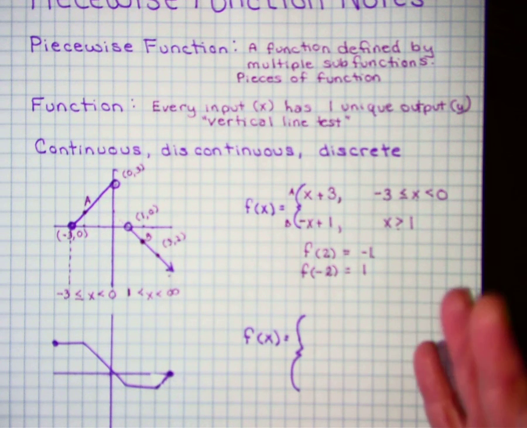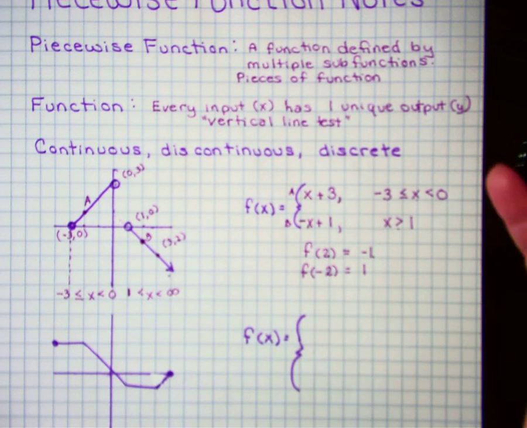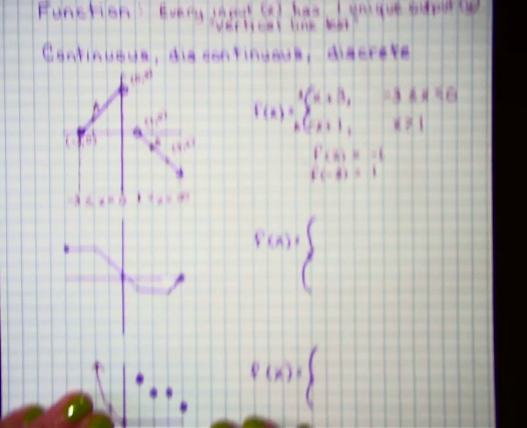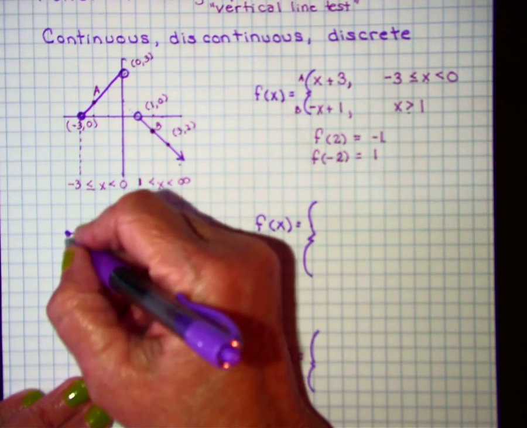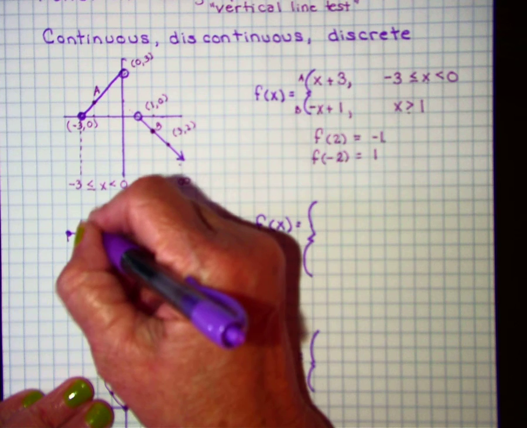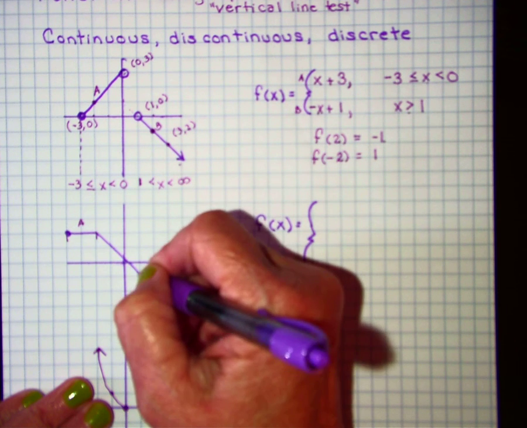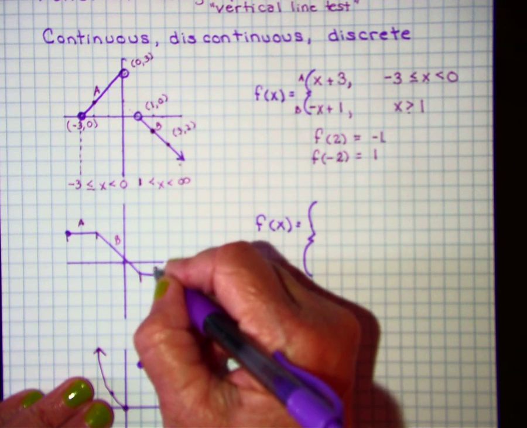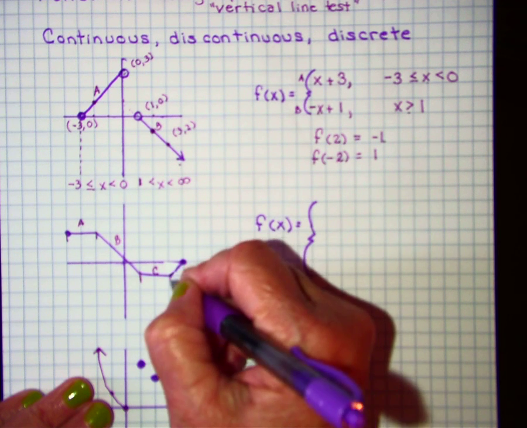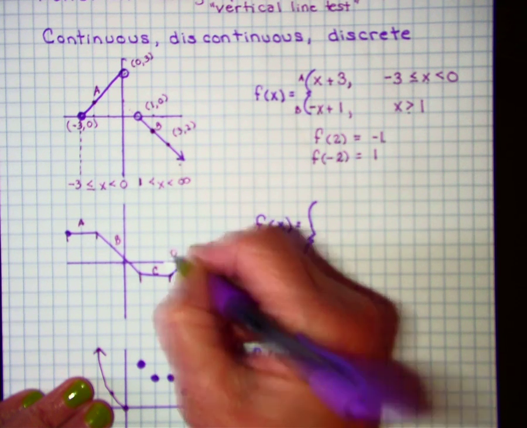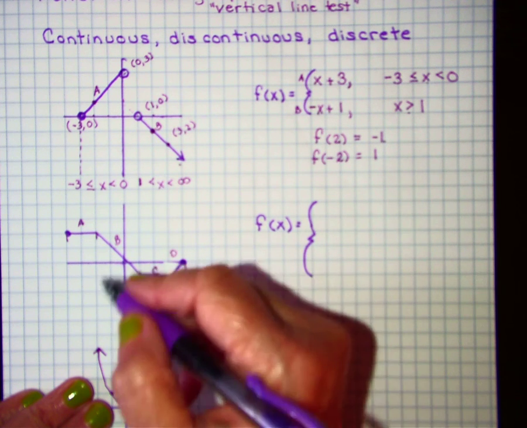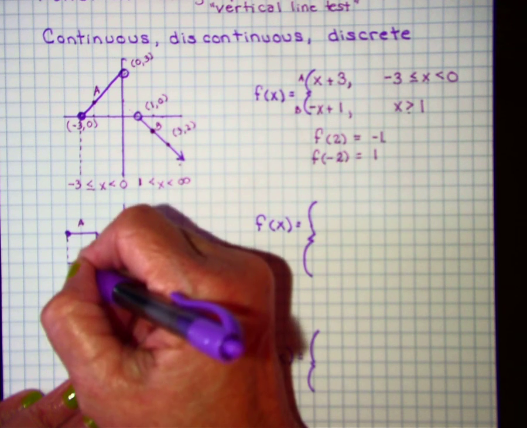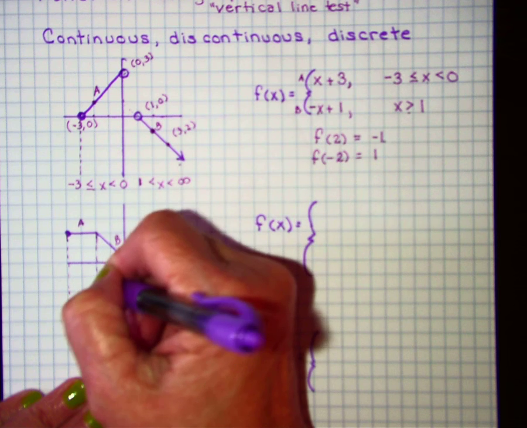Now, a piecewise function can have many, many pieces of functions. So if I look at this next function, I have one piece here. This is A. I have another piece that goes from there to there. This is B. I have this piece C. And then I have this little piece right here, which is D. Okay? And so if I'm looking at this again, I'm going to chart my domains.